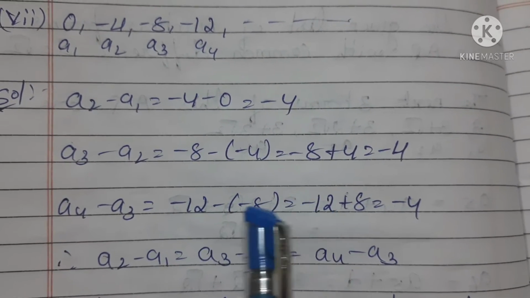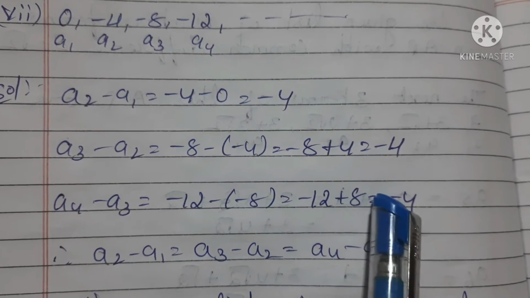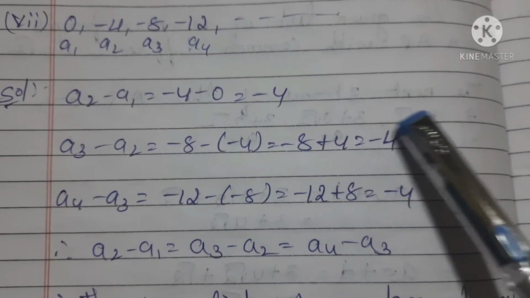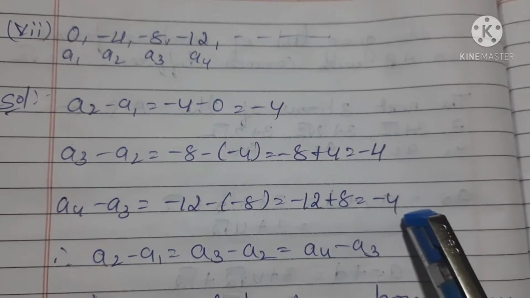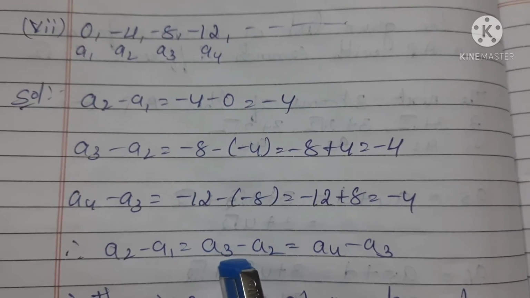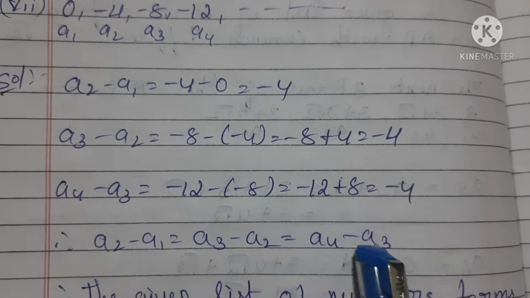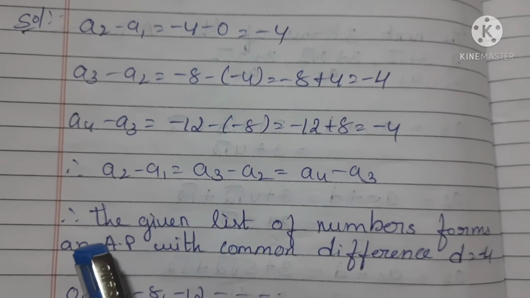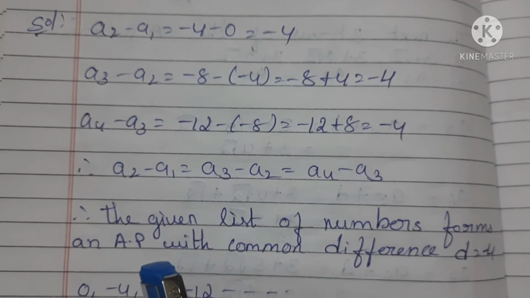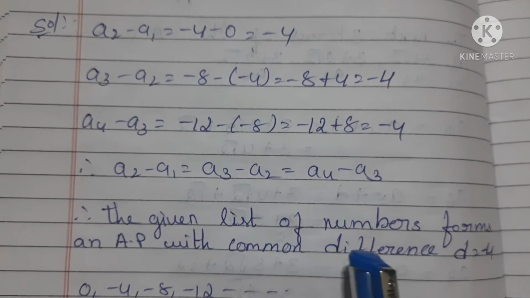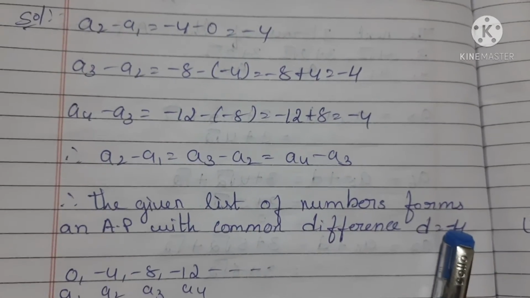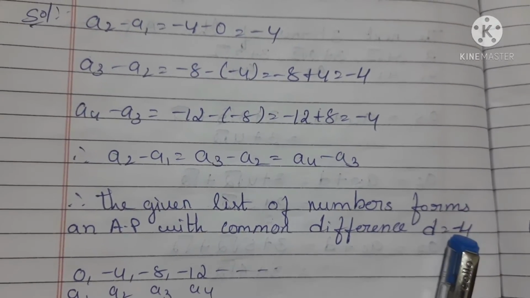Now minus 12 minus into minus plus 8. Minus 12 plus 8 is equal to minus 4. Here all the common differences are same. Therefore a2 minus a1 is equal to a3 minus a2 is equal to a4 minus a3. Therefore the given list of numbers forms an arithmetic progression with common difference d is equal to minus 4.